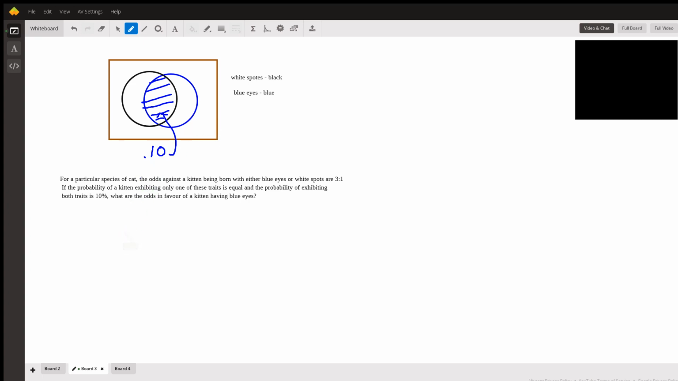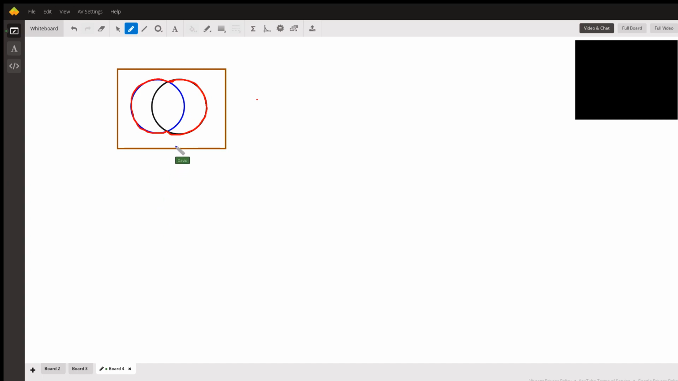So by outside and inside, let's take a look at what we're looking at here. If I were to combine, take away the individual circles, and just take away the blue one, what we have left is the area that's covered by both the blue eyes and white spots. And we know that there's going to be a ratio of 3-to-1 of these areas. This area is going to be 3. This area is going to be 1. So I could write this down as 3-to-1.